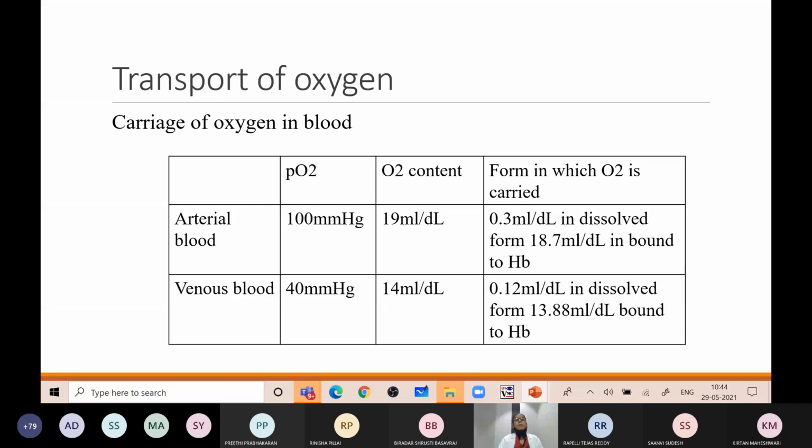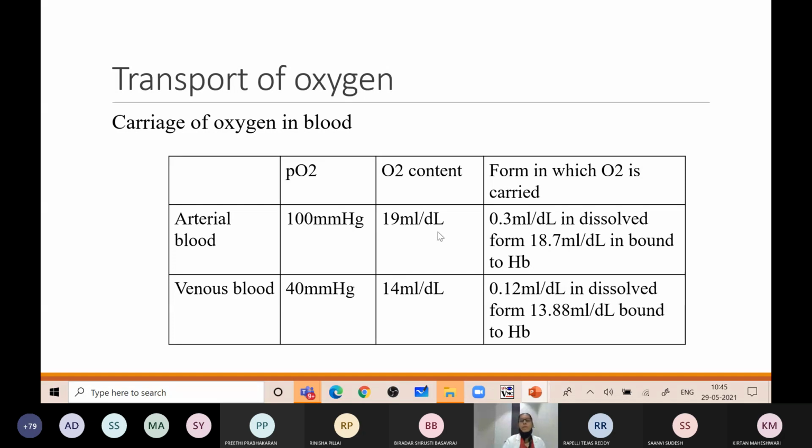Now, this is the summary of what I told till now. Carriage of oxygen in the blood. So in arterial blood, its PO2 is around 100 mm of Hg.